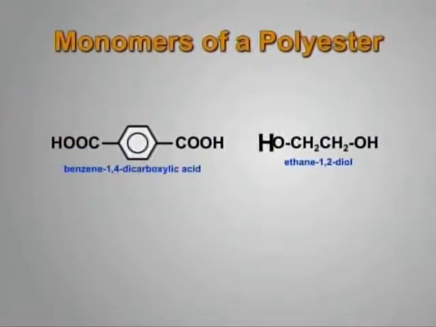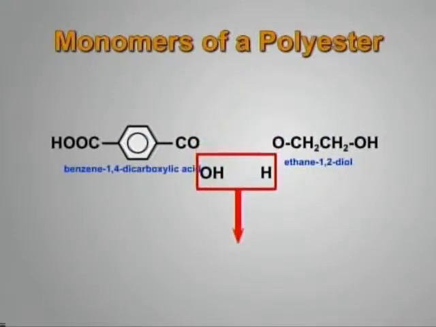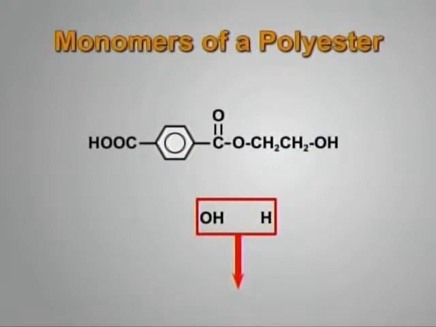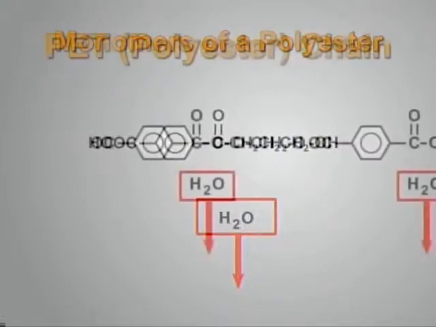When these compounds react, the hydroxyl group gives up a hydrogen atom, and the carboxylic acid gives up a hydroxyl group. The oxygen of the hydroxyl group then bonds with the carbon of the carboxylic group, resulting in the ester link and the corresponding loss of water formed by the combination of the hydrogen and hydroxyl group.